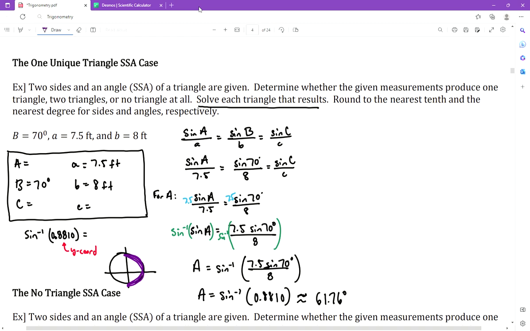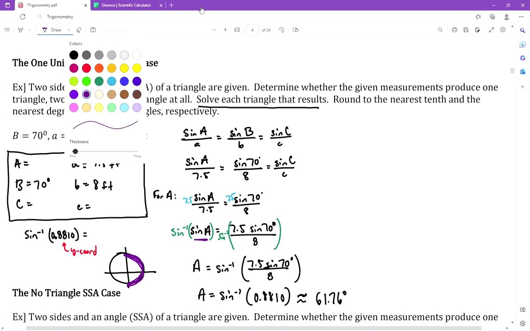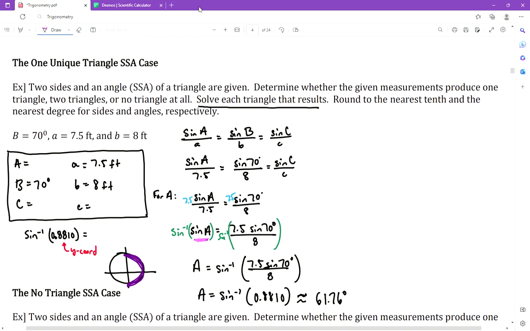But we didn't have sine inverse from the start. We had sine of A. Let me do that in pink actually. We had sine of A equal to the same, so this was that same 0.881 in the pink there. So we had sine of A equal to a y coordinate. That's that same y coordinate, and the y coordinate is 0.881.